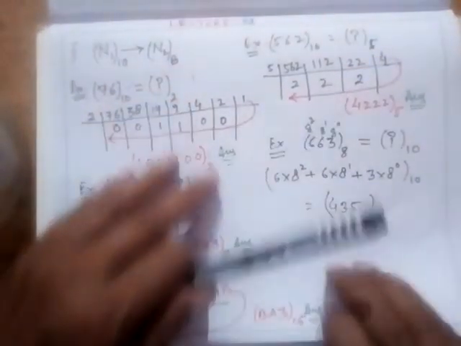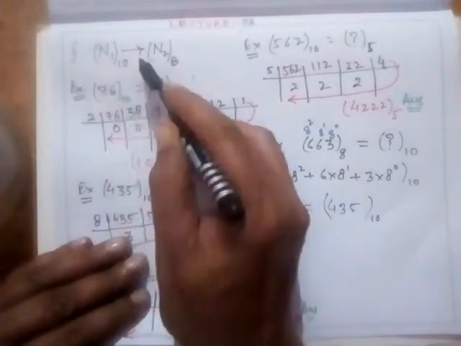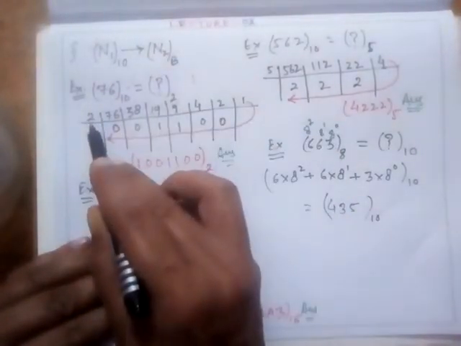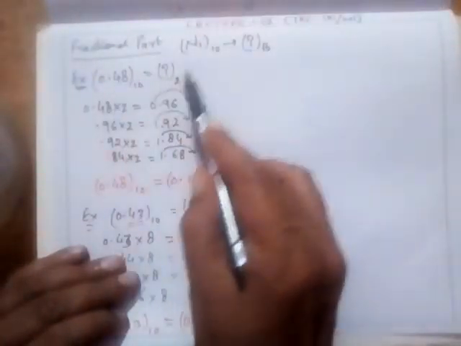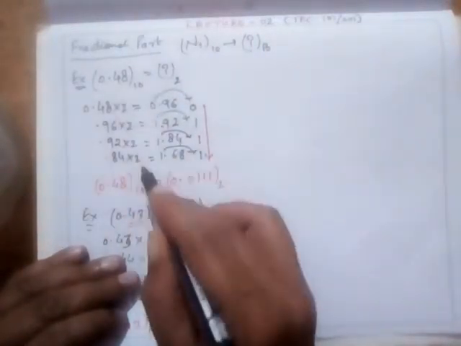Good morning all. This is the third lecture of this course. In the last lecture I discussed how to convert a decimal number into any other base. I told you that to convert the integer part into any other base, you do it by successive division, and for the fractional part, you do it by successive multiplication by the base of the number.